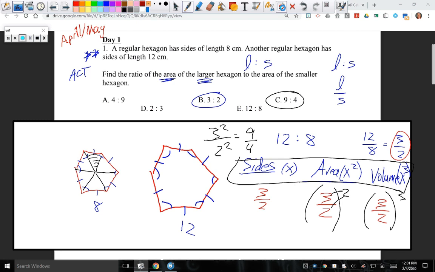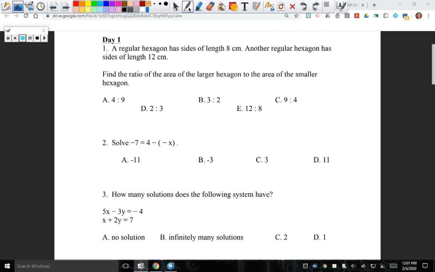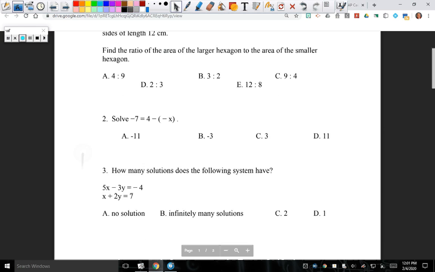The second one should have been fairly easy. We're just looking at simplifying the expression, and it wants to test, do you know what happens when you have 2 negatives right next to each other? So I have this negative here and this parentheses negative, so I'm really adding x. So if you subtract, what do I get? -11. That should have been an easy one, okay? Now let's go to 13.